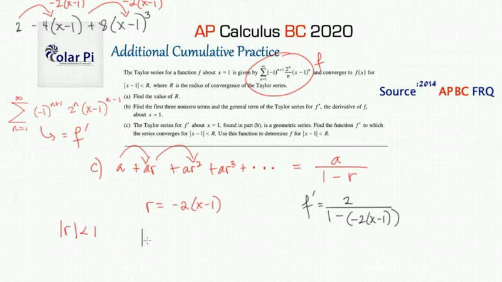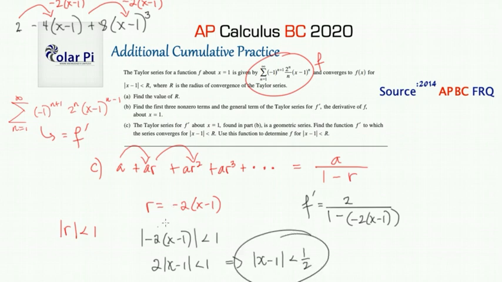So when the absolute value of minus 2 times x minus 1 is less than 1. But wait, this means that 2 times the absolute value of x minus 1 is less than 1, meaning that the absolute value of x minus 1 has to be less than 1/2. Notice that we got to this interval of convergence by using the requirement for the infinite geometric series. But earlier, we had gotten to the same interval of convergence and the same radius of convergence for f by using the ratio test. So this is what I was saying earlier about how the only time you could avoid the ratio test for radius and interval of convergence is if your series is geometric.